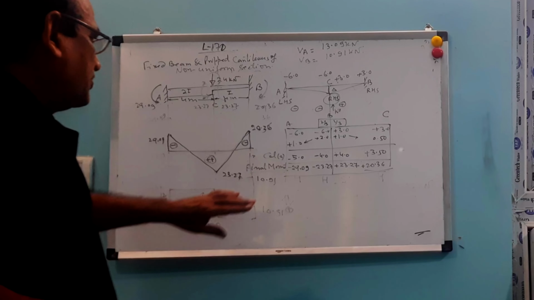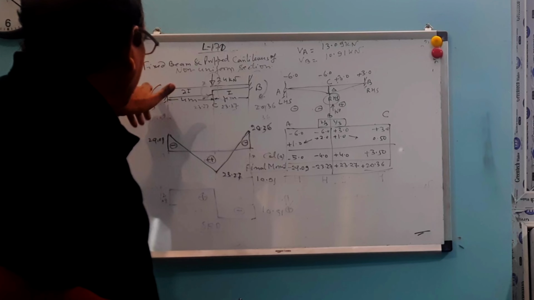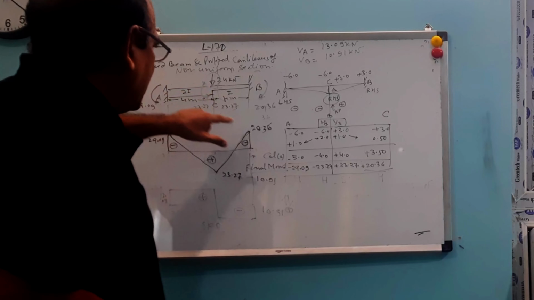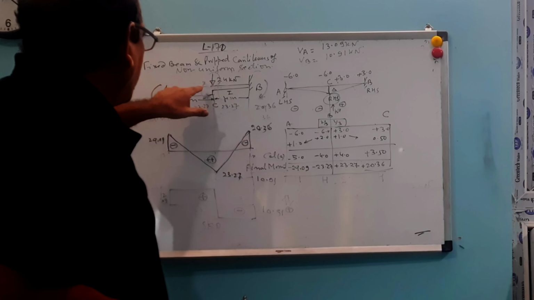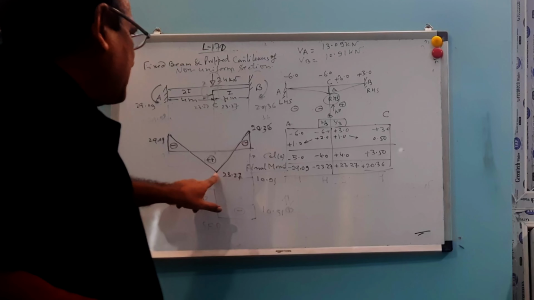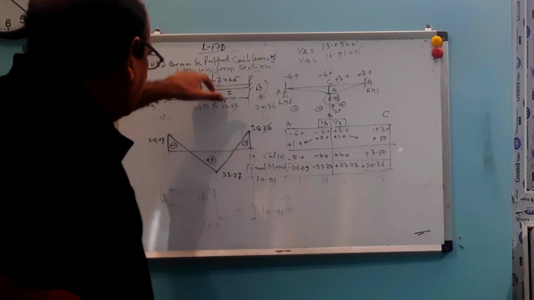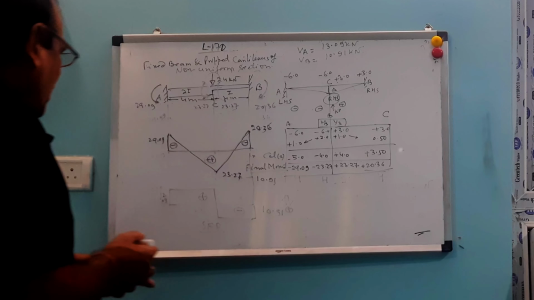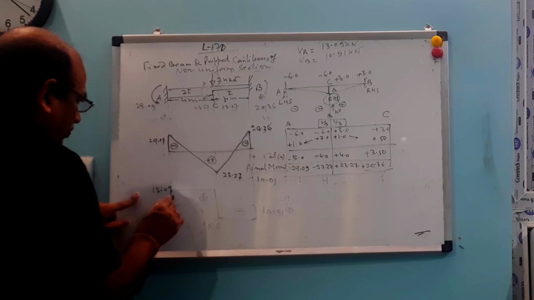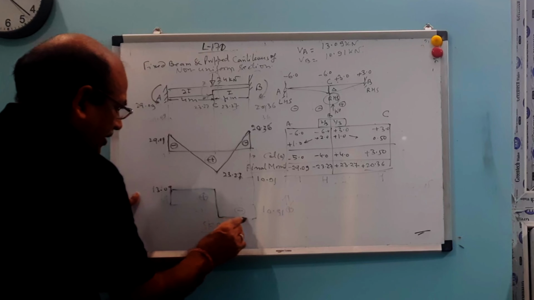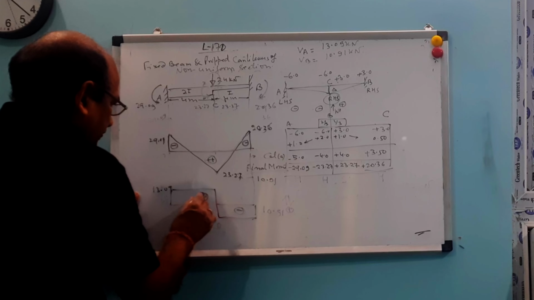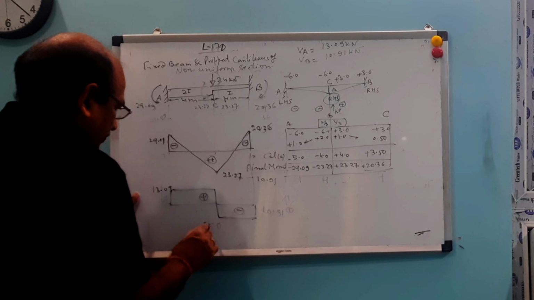So how is this behaving? This is behaving hogging, and this is anti-clockwise. This is also anti-clockwise because this is negative. So this will go like this. This is making sagging, so this is taking positive, and this is making hogging, so this is taking negative. And this is your shear force diagram: 13.09 is positive and 10.91 is negative. Okay, this is your shear force diagram.